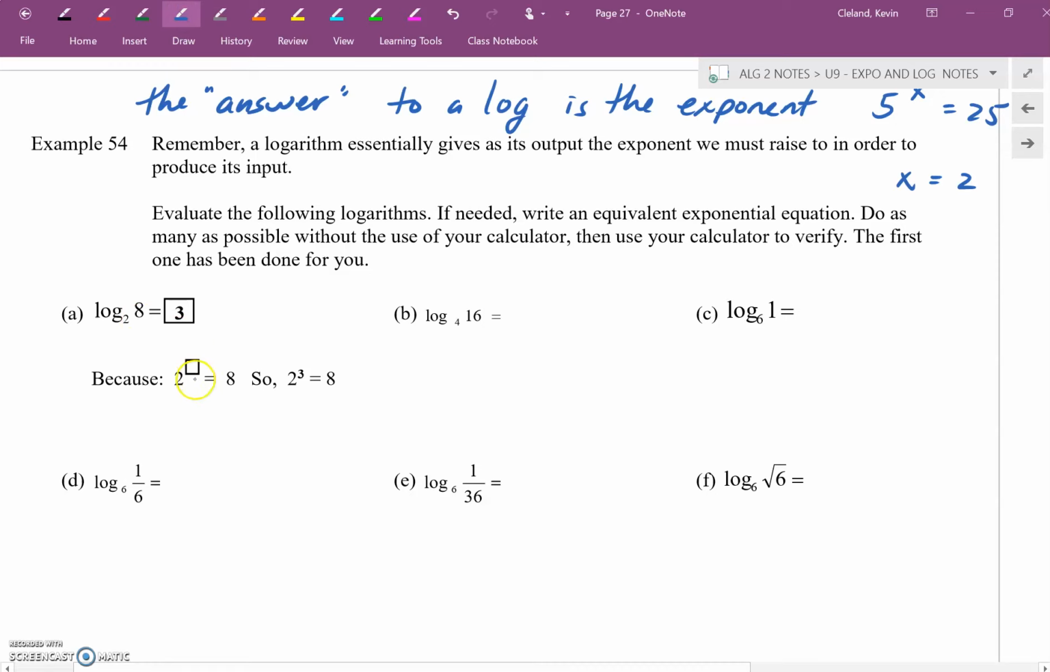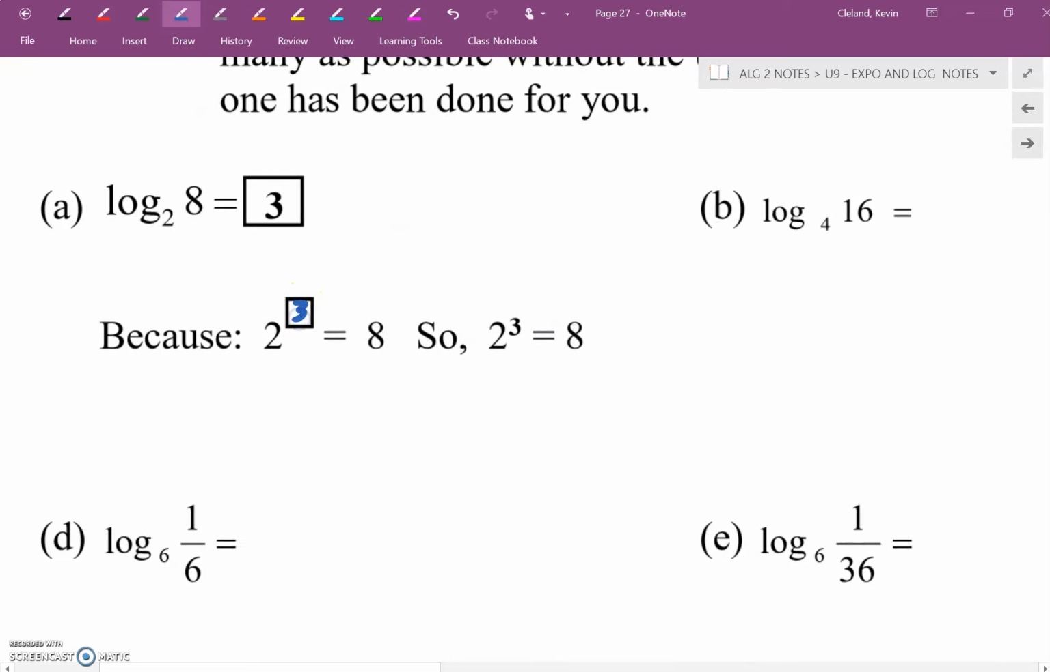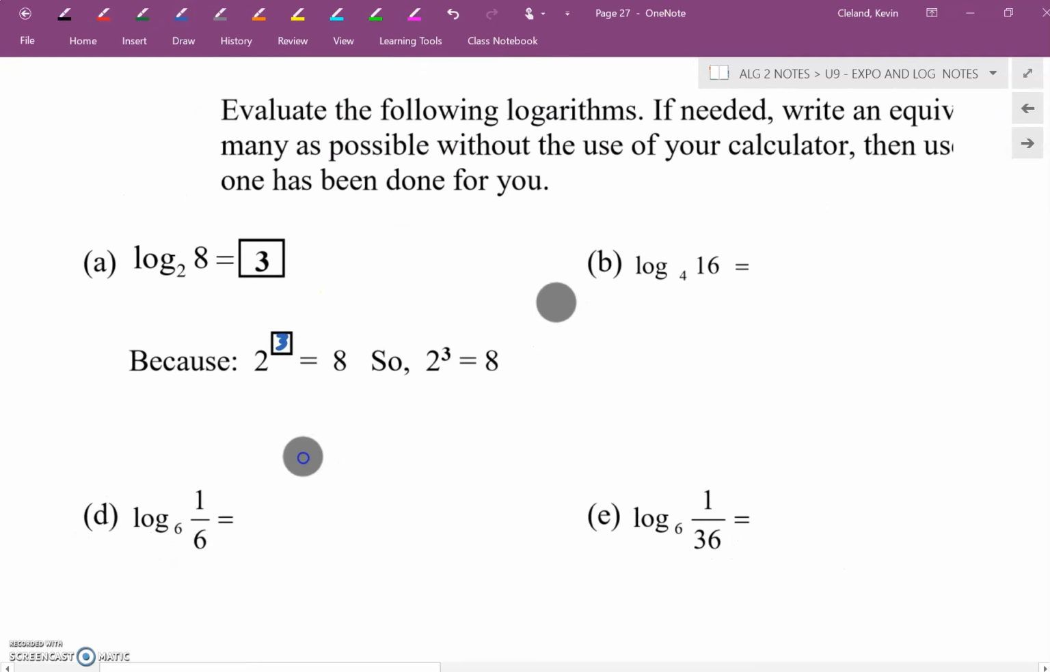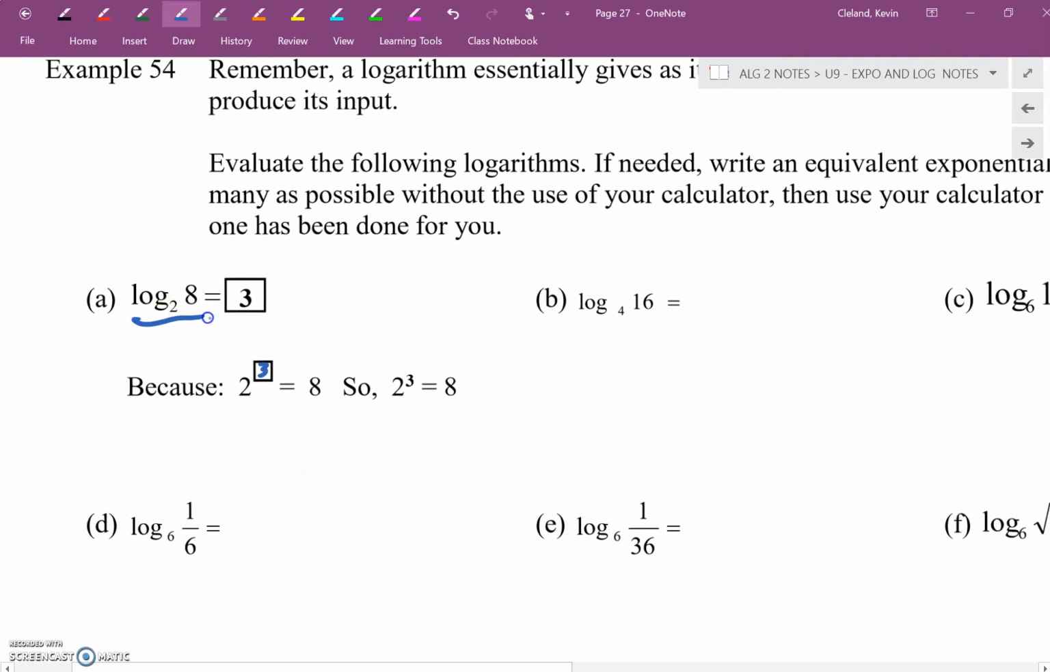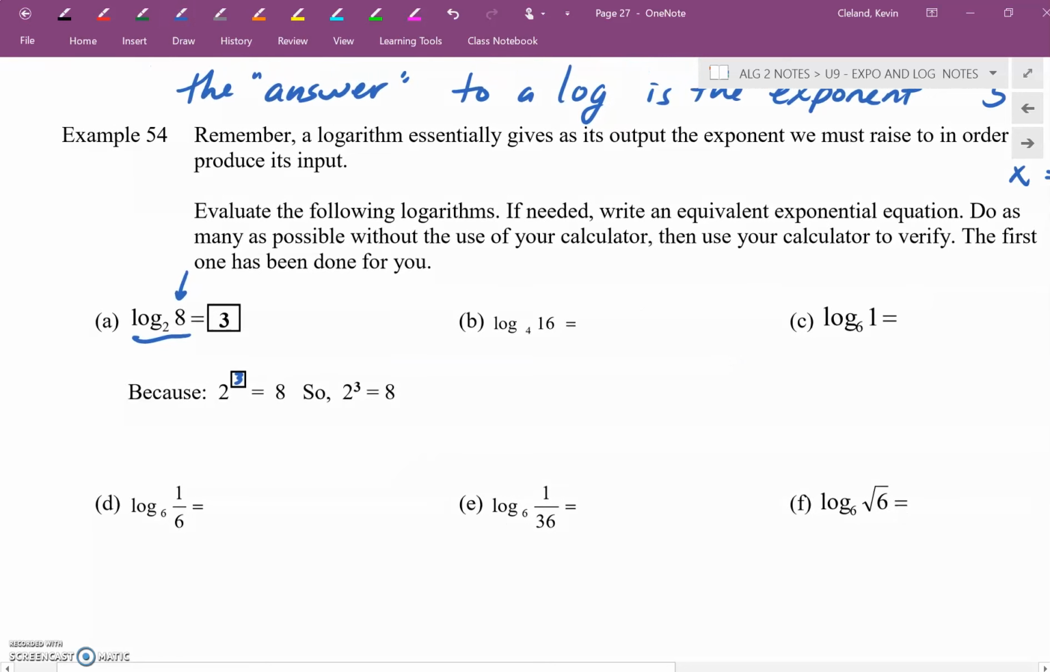Here the answer is 3 because 2 to the third power, and that's tough to squeeze in there. Sorry about that. But let's see if we can get a 3 in there. That's not bad. 2 to the third power is 8. So the answer to log base 2 of 8 is, hey, what is the power we have to raise 2 to get 8? In other words, if you want 8, it's 2 to the third power. The answer is 3. The log is 3.